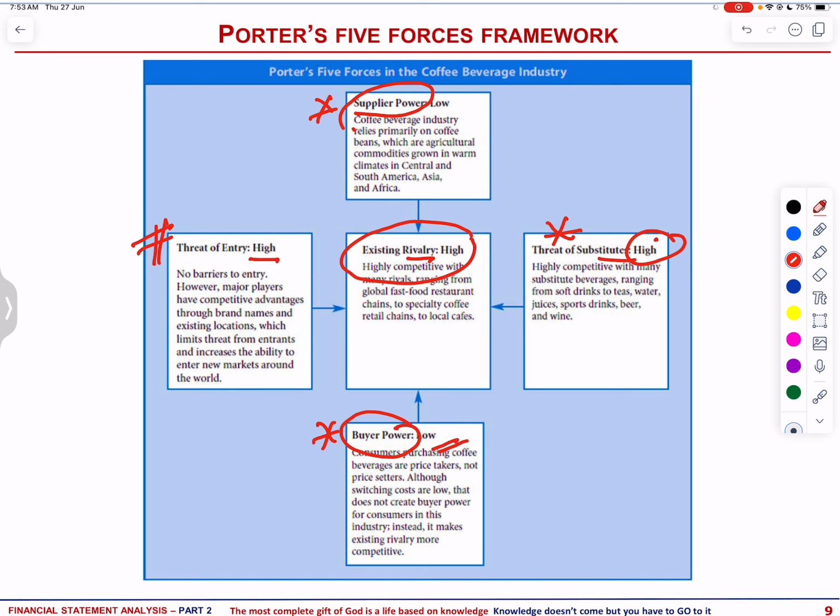So, to summarize, there is intense competition among direct rivals and substitutes in the coffee beverage industry. There is a continuous threat of new entrants due to low barriers to entry, low buyer power among individual consumers, but larger retail and grocery chains wield some influence. Coffee bean suppliers have low power due to the commodity nature of green coffee beans.